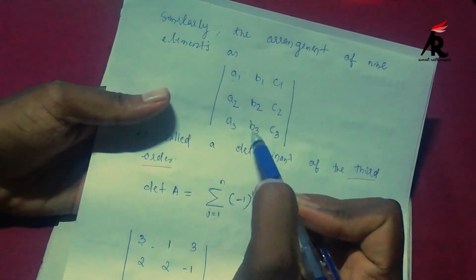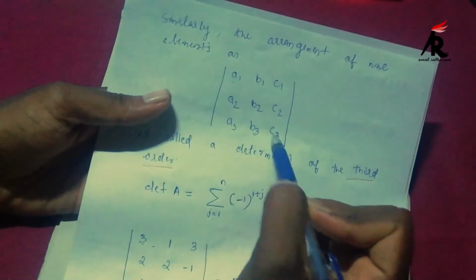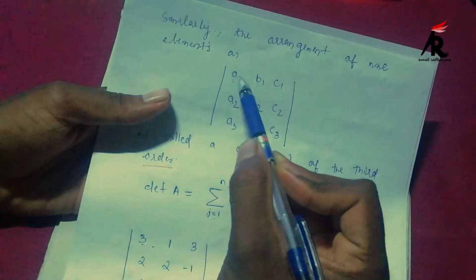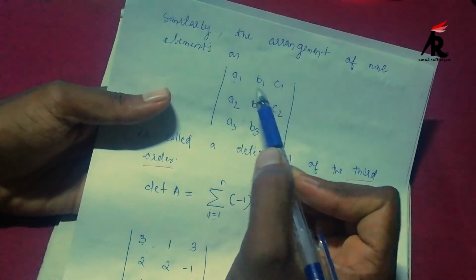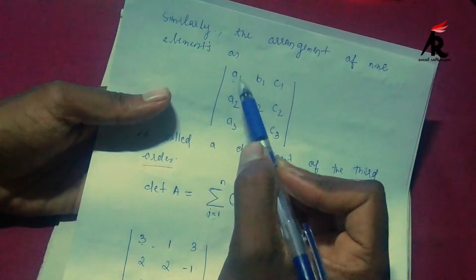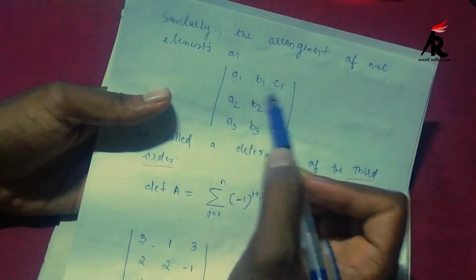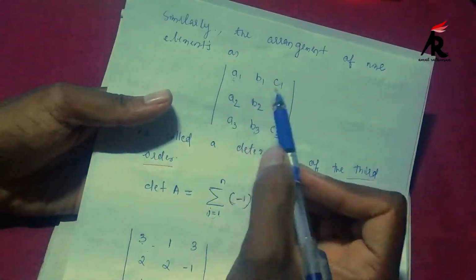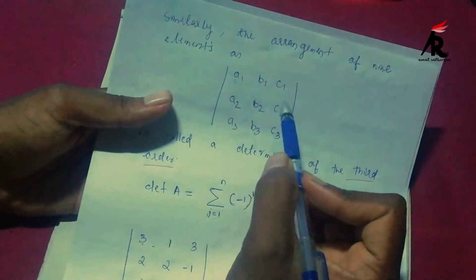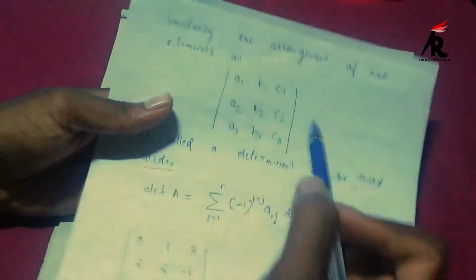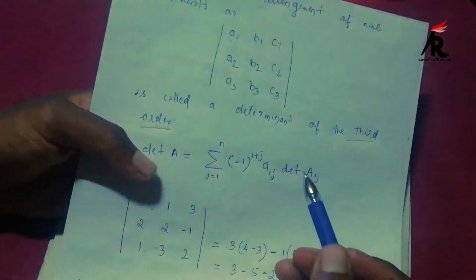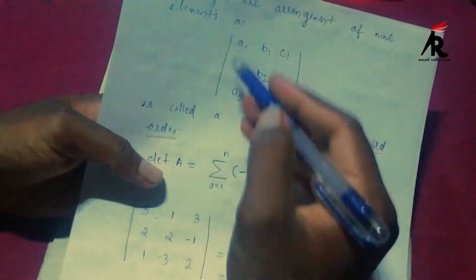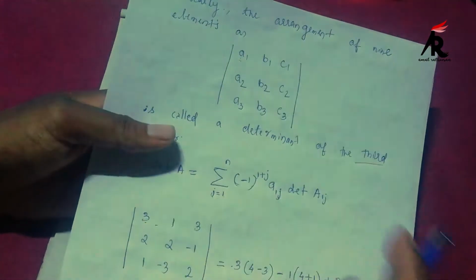In the third order matrix, this determinant will be b2 into c3 minus b3 into c2, like this. First we have to eliminate the ith row and jth column, and we will get a second order matrix, and we have to find its determinant. So we will find the determinant of this general matrix now according to this equation.